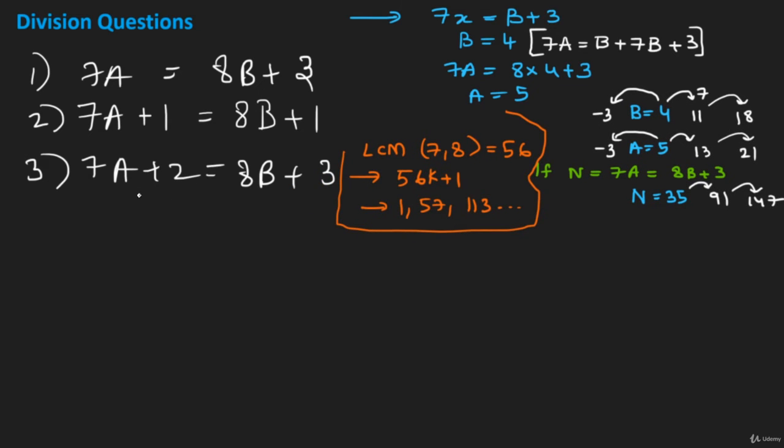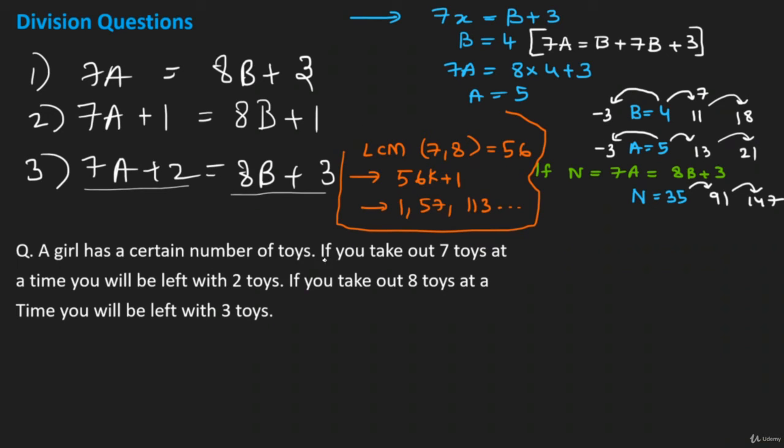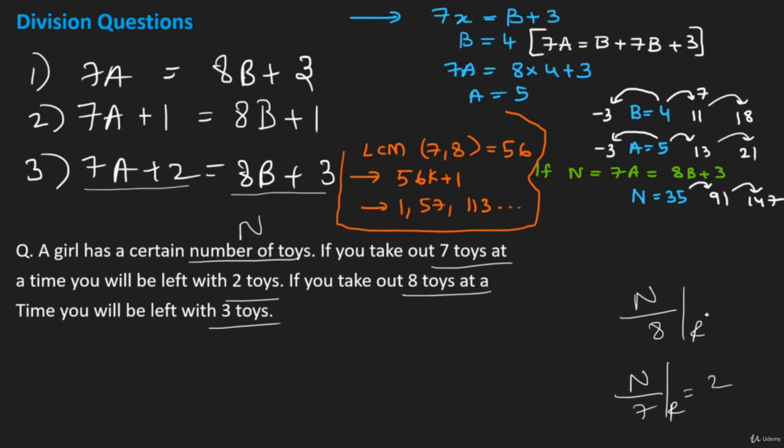Over here, you can see 7a plus 2 is equal to 8b plus 3. So what is the interesting pattern over here? Let's take an example of a question. A girl has a certain number of toys. If you take out 7 toys at a time, you will be left with 2 toys. If you take out 8 toys at a time, you will be left with 3 toys. Now, that's similar to what we've seen before. So if the number of toys is n, it's given that n divided by 7 gives you a remainder of 2, and n divided by 8 gives you a remainder of 3.